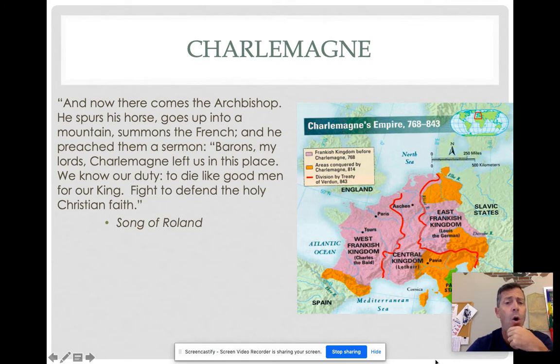So from the Song of Roland, now there comes the archbishop. He spurs his horse, goes up into the mountains, summons the French, and preaches them a sermon. "Barons, my lords, Charlemagne left us in this place. We know our duty to die like good men for our king, fight, defend the holy Christian faith." So you can see political and religious leadership merging together.